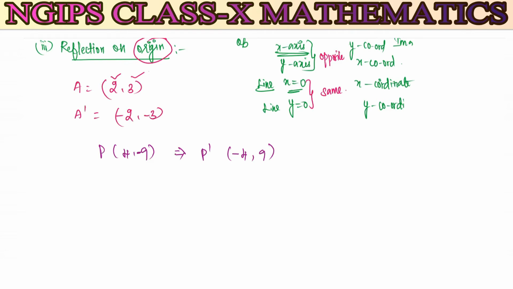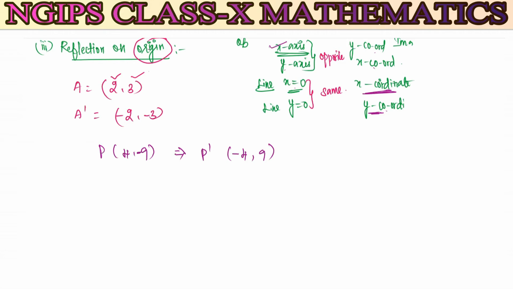Reflection on x axis means the y coordinate we need to change, y axis means the x coordinate we need to change. Line x is equal to 0 means x you need to change. Line y is equal to 0 means y alone you need to change. When you have origin, you have to change both the signs of the coordinates. So this is the reflection on y axis. Here reflection on y axis, it is nothing but the sign of both abscissa and ordinate are changed.